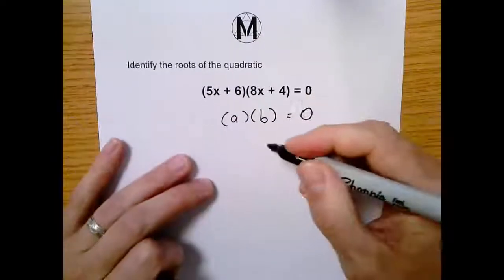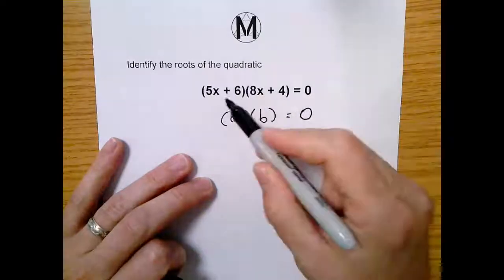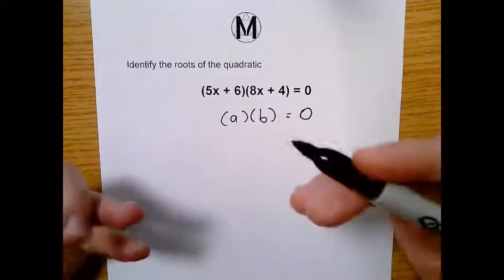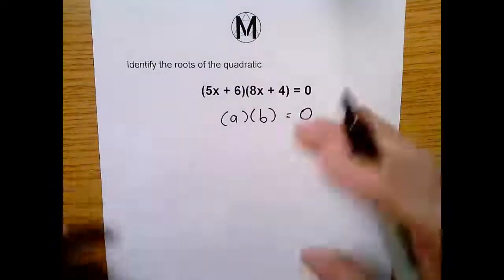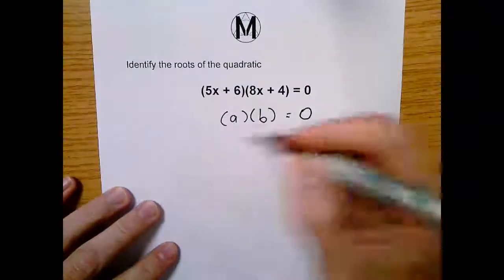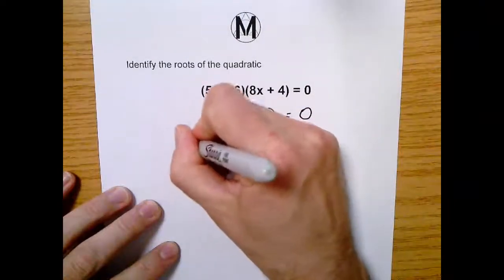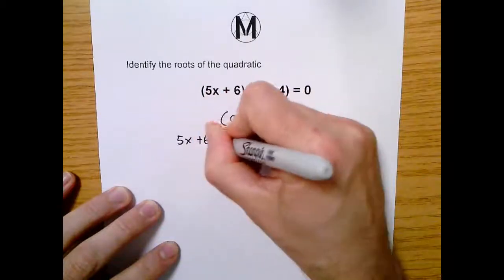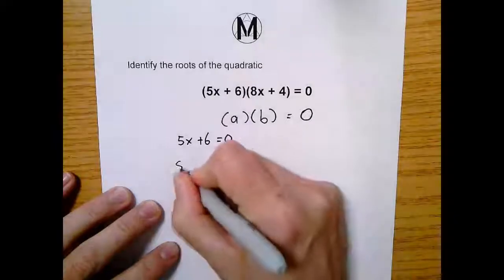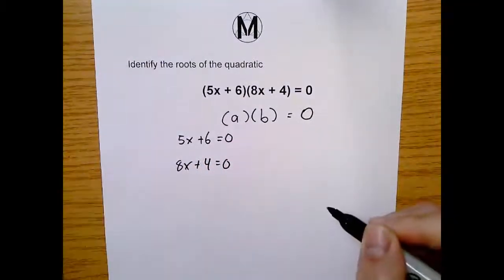So what this is telling us is that if these two things multiplied by each other equal 0, then one of them or both of them are equal to 0. And all that essentially lets us do is set them equal to 0 and solve for x. So I can rewrite this as two different equations. I can rewrite this as 5x plus 6 equals 0, and I can rewrite this as 8x plus 4 equals 0. And now I can just go ahead and solve.